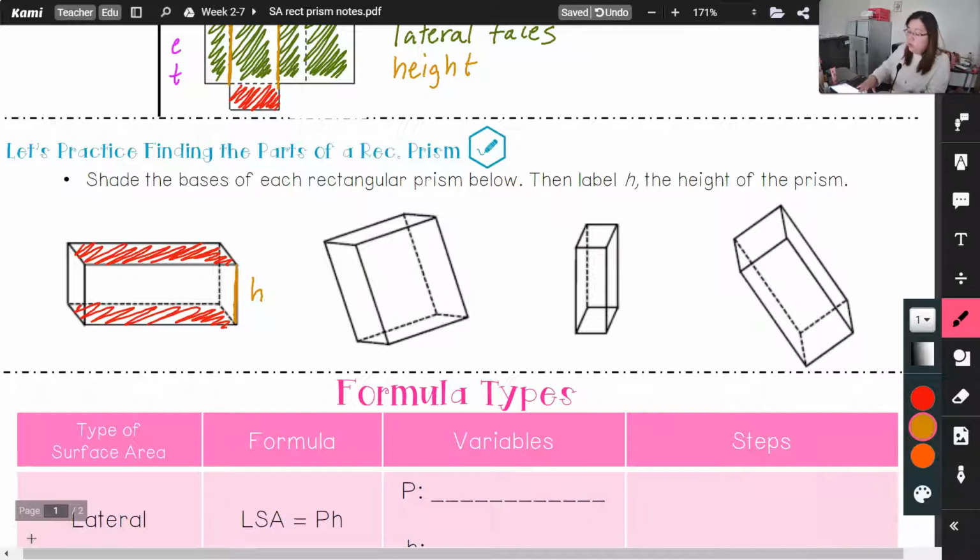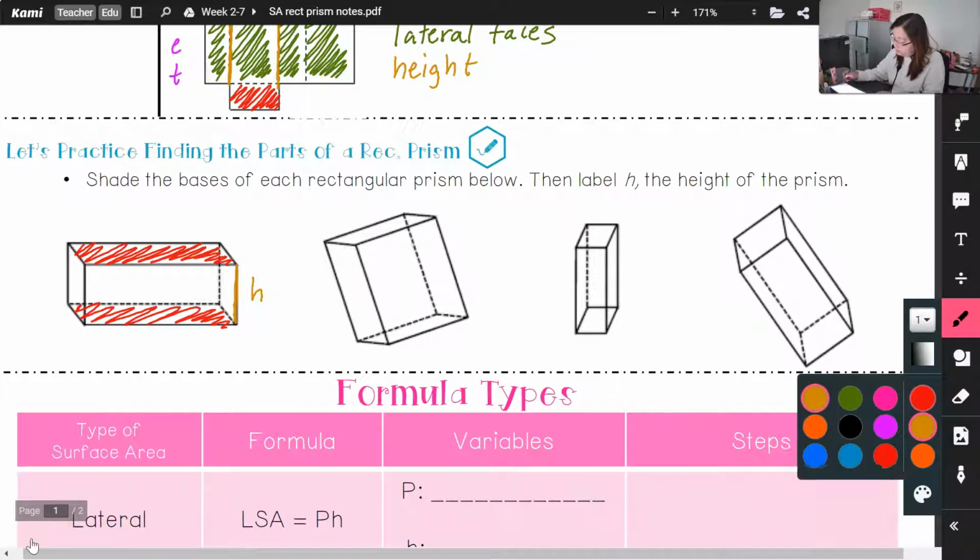Okay, so I want you to do the same thing for the next three. Remember, the bases are always on the top and the bottom. Then if you find the line that connects those two bases together, that line is the height. Okay, so pause this video. Take a second to do that on your own.